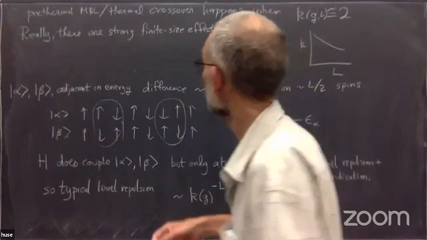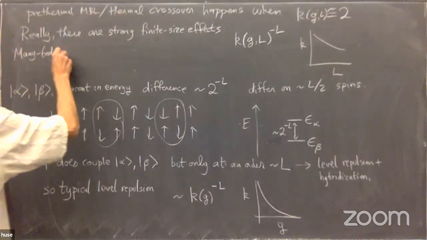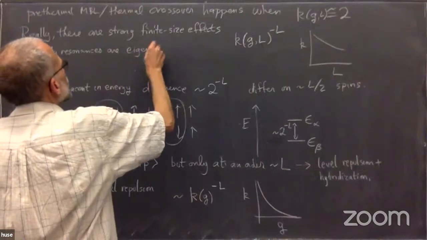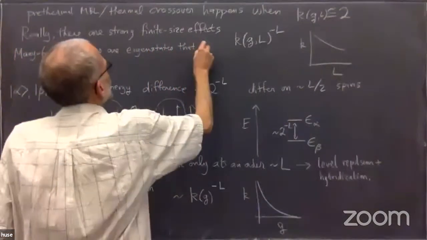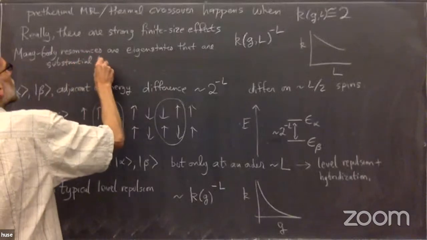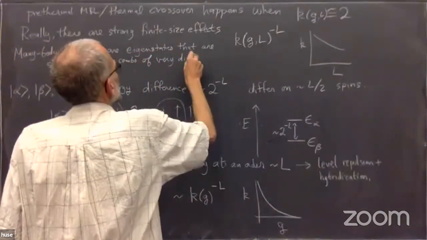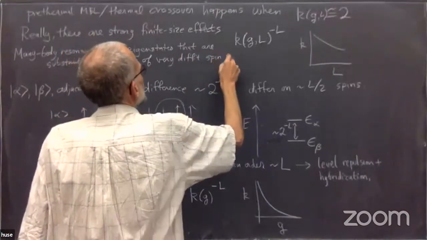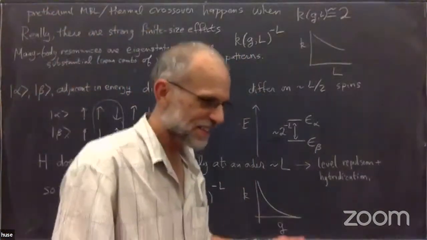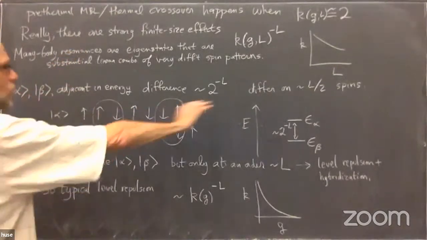And then, what we call many-body resonances are eigenstates that are substantial linear combinations of very different spin patterns. So when you have an eigenstate that contains a substantial amplitude for 2 very different spin patterns, that's what we mean by a many-body resonance. It's different over the whole system.